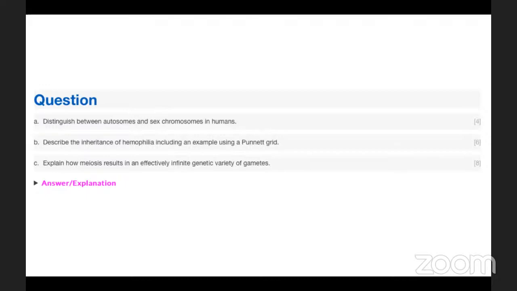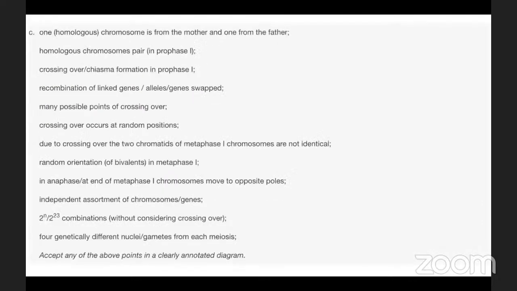Among other stuff. Let's look at it. So first, kita cakap pasal homologous chromosome. One homologous chromosome is from the mother and one is from the father. So that's the first genetic variety, sebab these two homologous chromosomes will almost definitely be different.